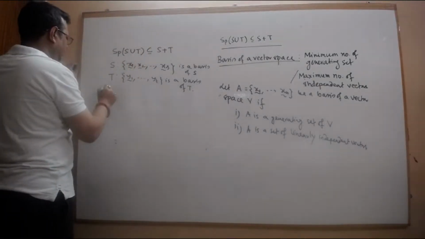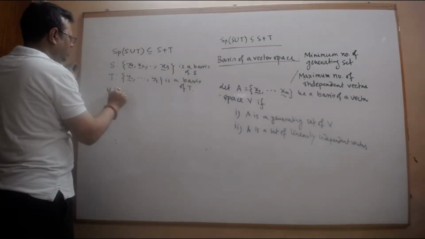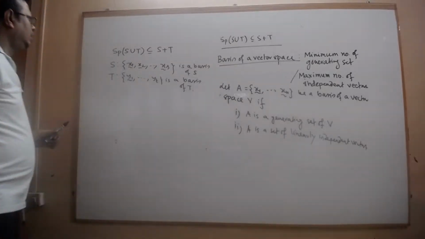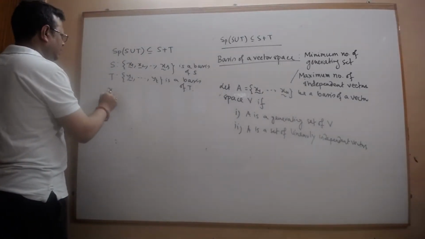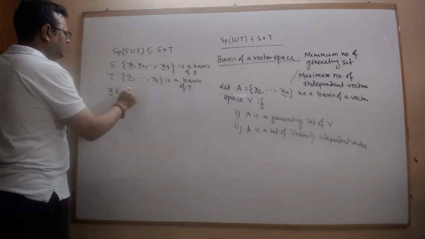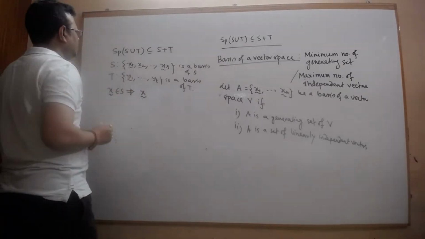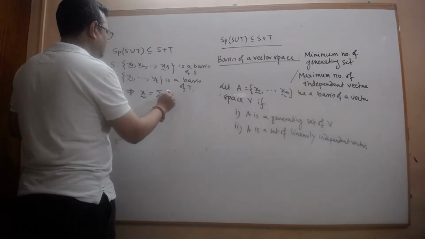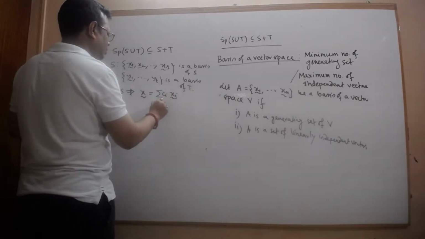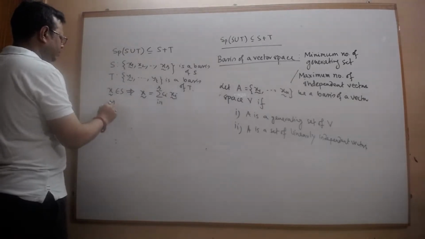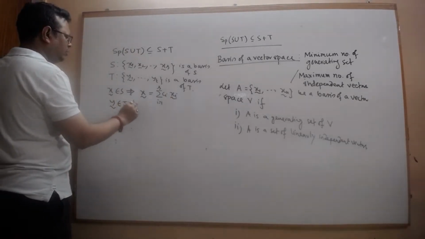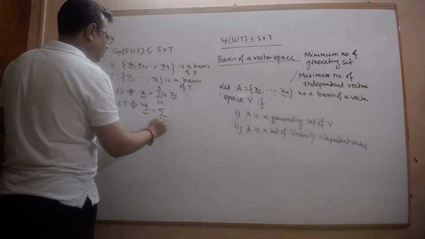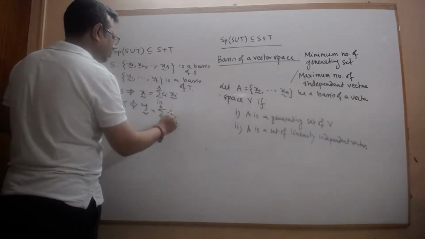Now take any two vectors. x⃗ belonging to S implies x⃗ can be written as a linear combination of ci xi⃗, and y⃗ belonging to T implies y⃗ can be written as a linear combination of di yi⃗.